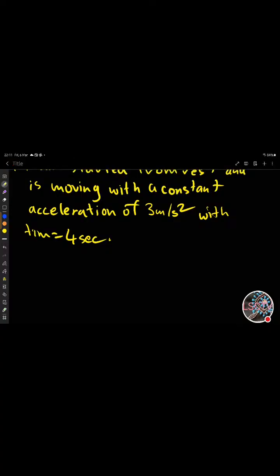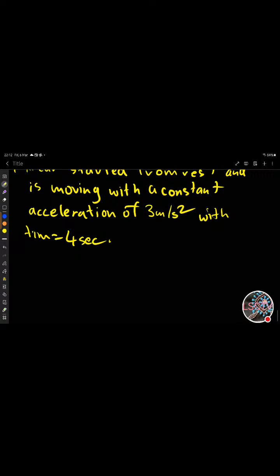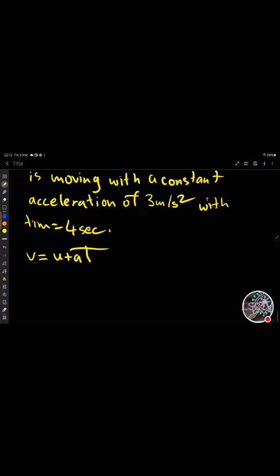Okay, I'll solve the question right now. Just observe carefully, as this is a really important question, and these type of questions will come in exams. So the equation you can use here is v equals u plus at, where u is initial velocity, v is final velocity, a is acceleration, t is time.